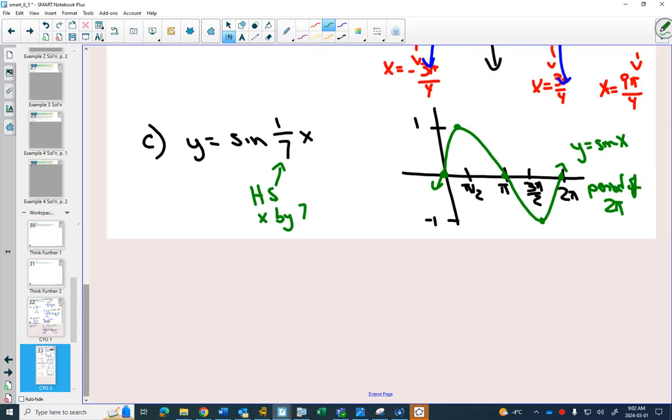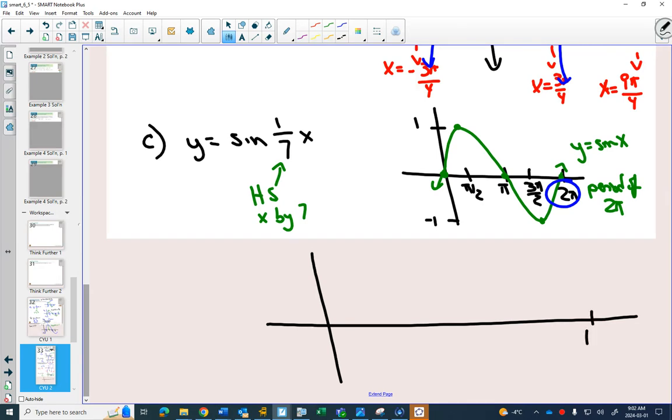So just like we did in our cosine graph, we're going to think about, well, if one full period was 2 pi, and I multiply by 7, does it make sense that that final mark will now be at 14 pi? It's now at 14 pi. And just like your normal sine graph to graph it quickly needs to be in 4 sections, we now take this and divide it into 4 sections.